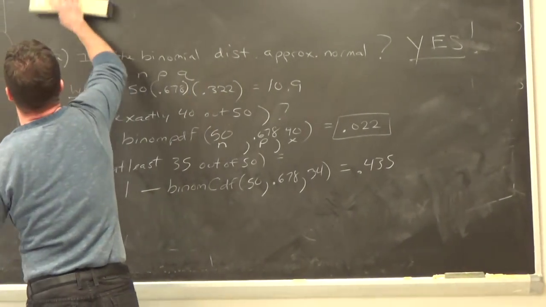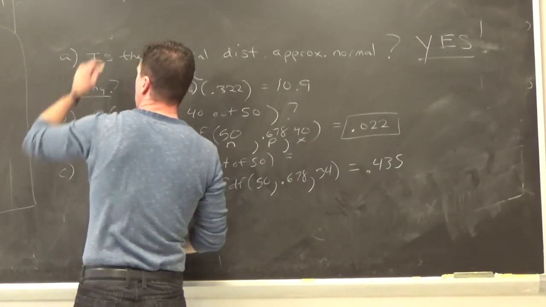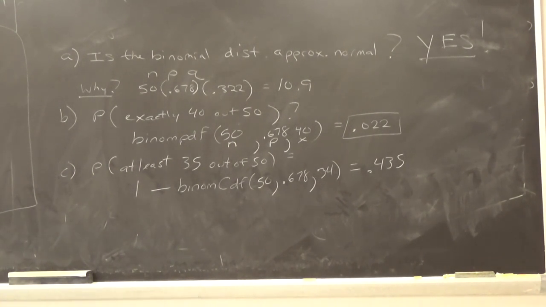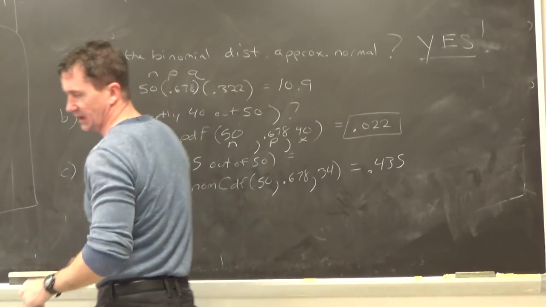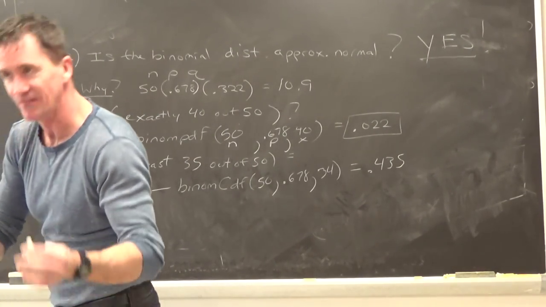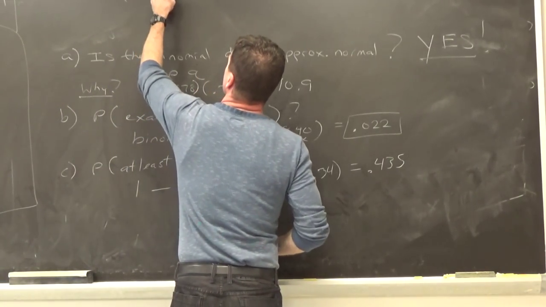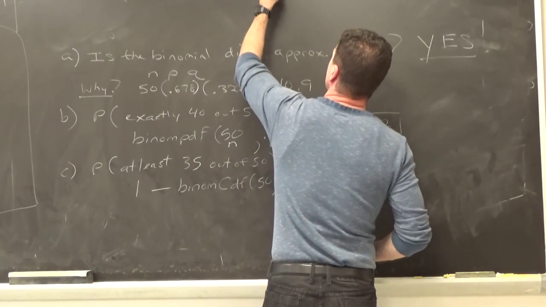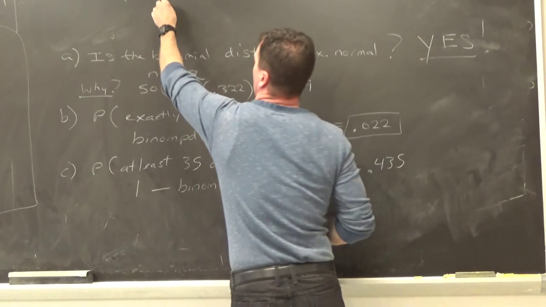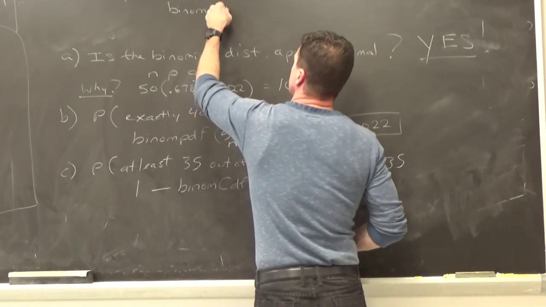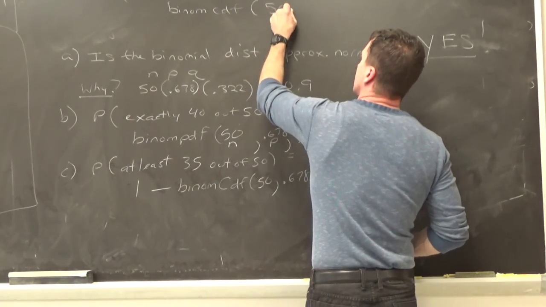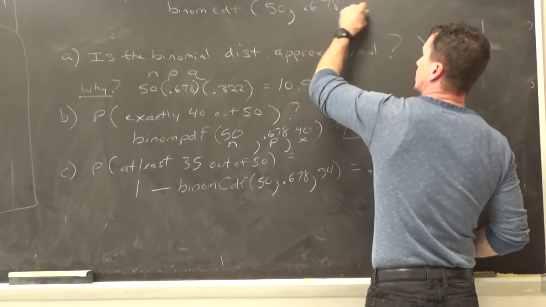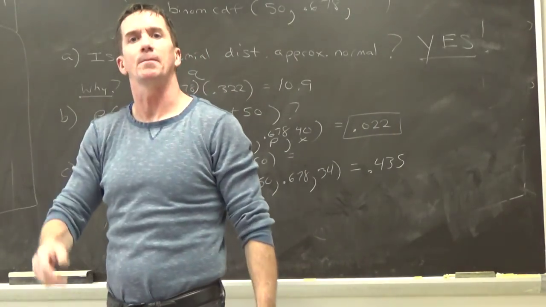All right. And then here comes D and E. D, what's the probability that fewer than 25 murders? How would you do that? That's binomCDF, right? Yep. If it's just fewer than, you just do a binomCDF, 50, 0.678. This is for fewer than. So you're just doing less than, you don't need 1 minus.